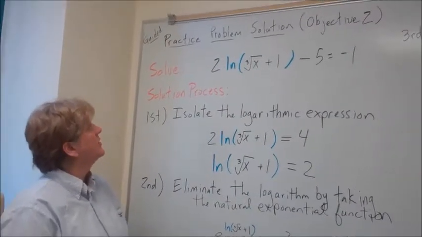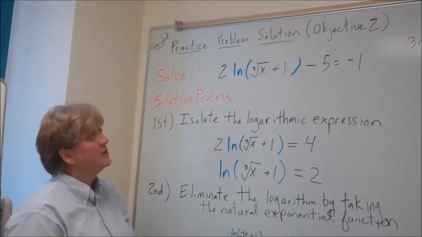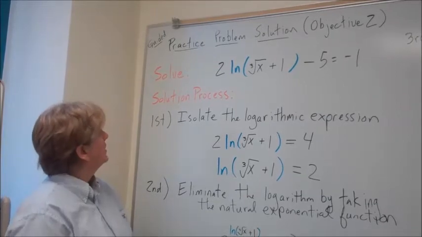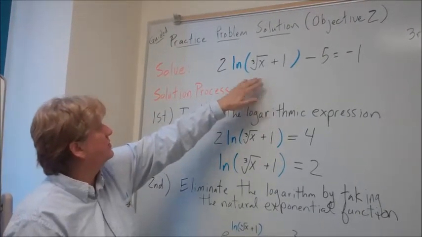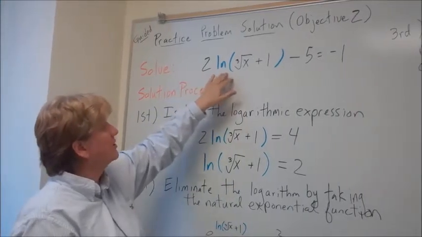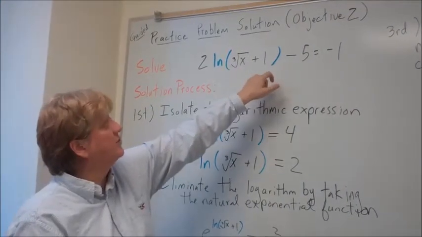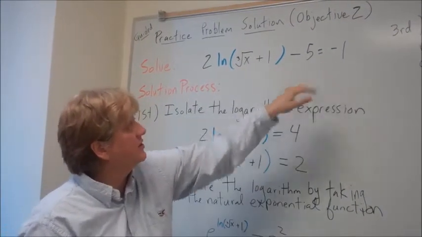Alright, let's see how you did on the guided practice problem for Objective 2. Your task was to solve the logarithmic equation 2 times the natural log of the cube root of x plus 1, minus 5 equals negative 1.